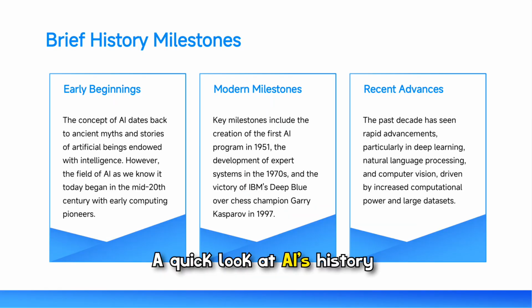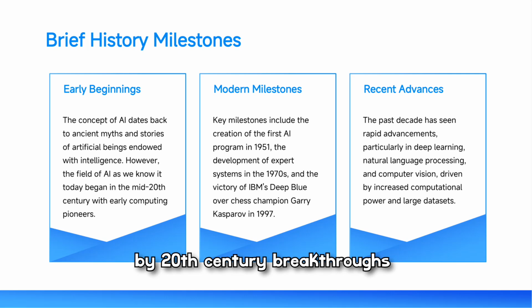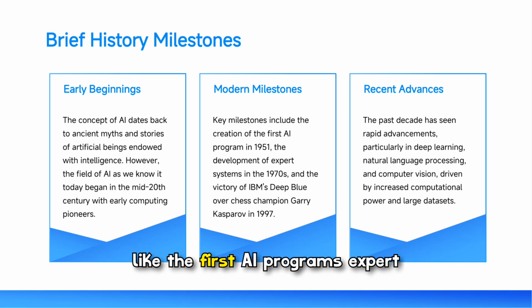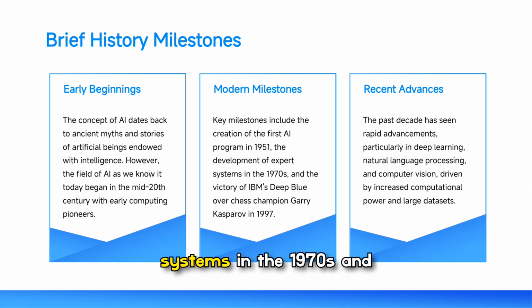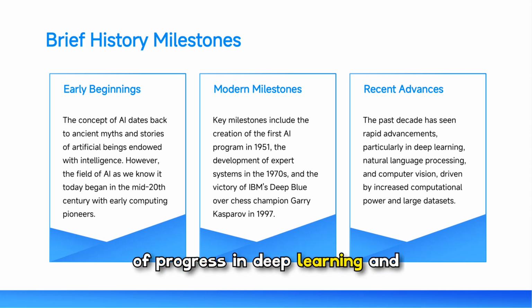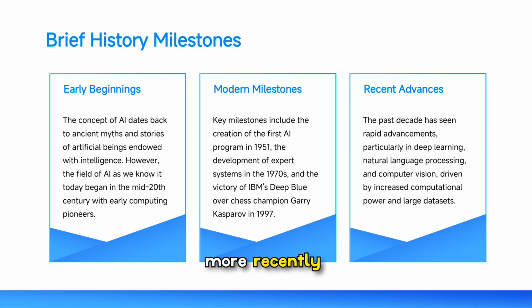A quick look at AI's history shows roots in ancient ideas about artificial minds, followed by 20th century breakthroughs like the first AI programs, expert systems in the 1970s, and landmark moments such as Deep Blue beating a chess champion in 1997, then a surge of progress in deep learning and natural language processing more recently.